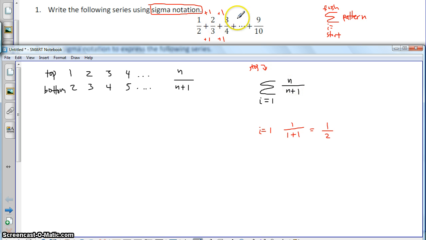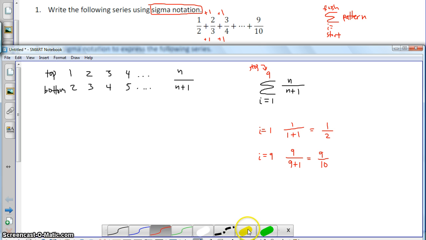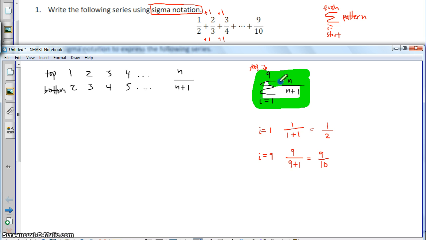If you look, it might be 9, since it's just 1, 2, 3, all the way up to 9. So I'm going to try it. Let's try 9. If n equals 9, I'm going to plug in 9 over 9 plus 1, which is 9 over 10. And that's correct. So this right here is your sigma notation.